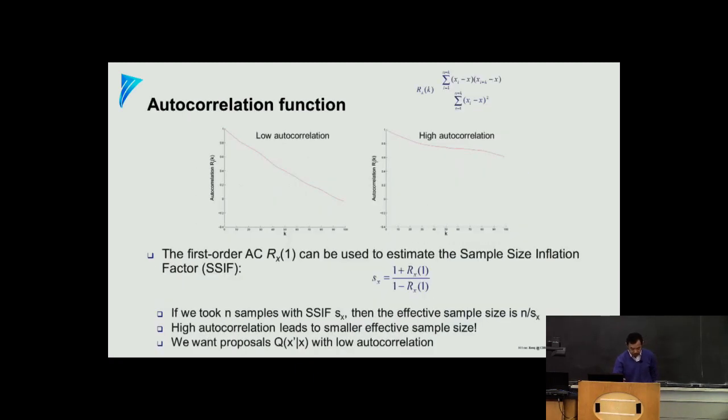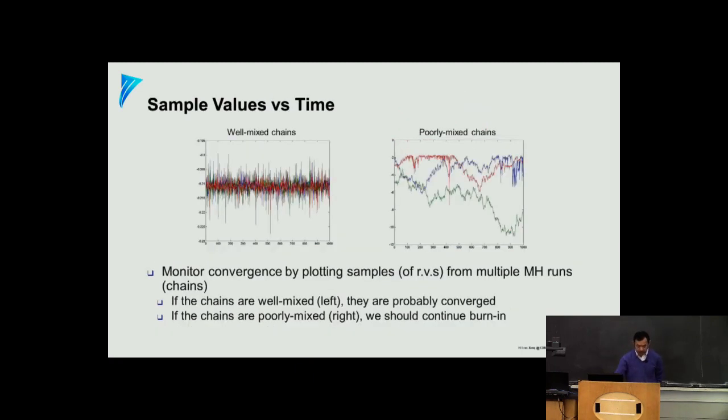And so you want to compute the autocorrelation to make sure that you have a curve like this, to basically encourage you to use a good proposal. If you see an anti-correlation or autocorrelation like this, you may want to change to another Q.